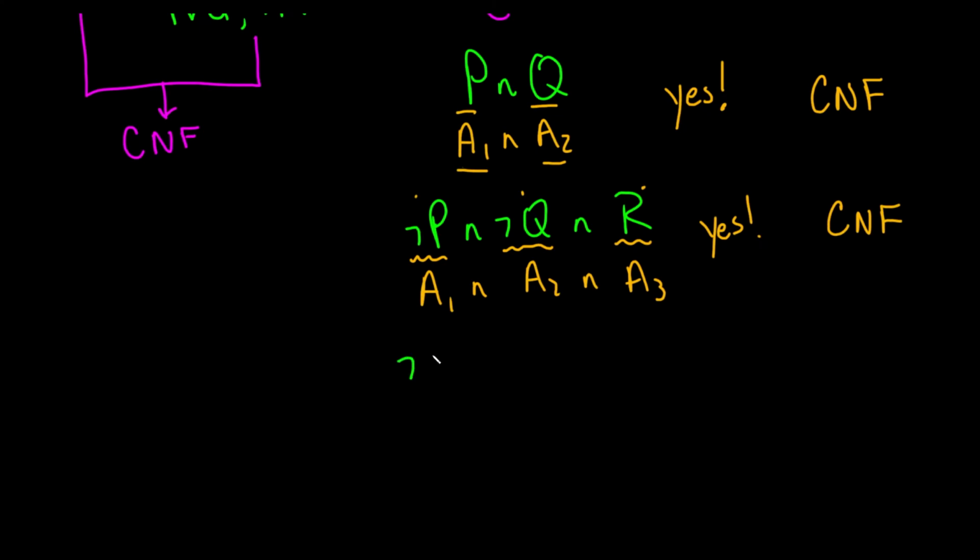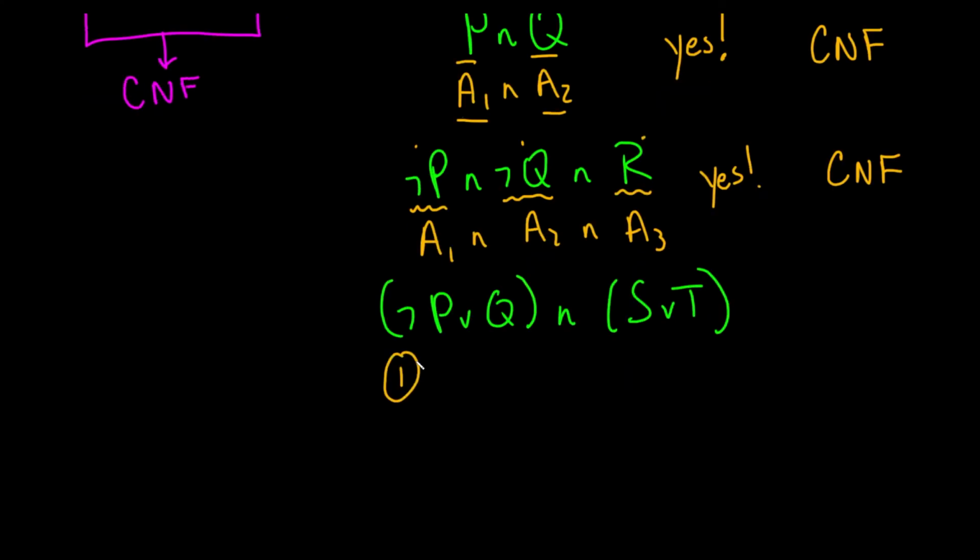So let's say we have the formula not P or Q. So we have this disjunction here, and then we had and, S or T. Now, one way of going about this is to ask ourselves two different questions. The first question would be, if we treat this whole thing as a single formula, is this formula an elementary disjunction? The answer to that is no, it is not. And so from that fact, we cannot conclude that this is in conjunctive normal form.